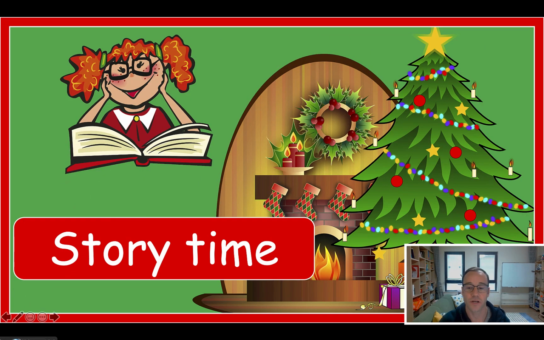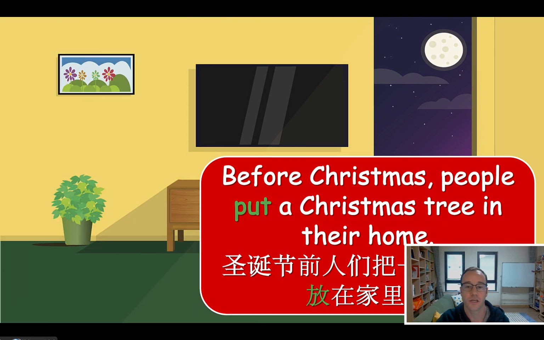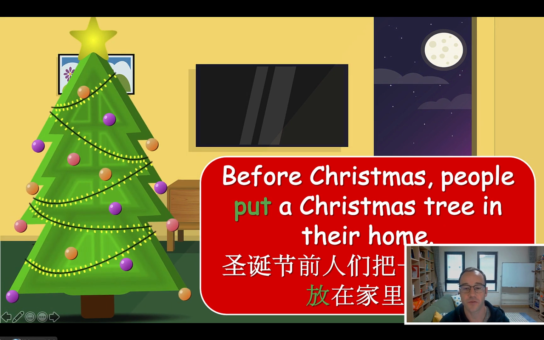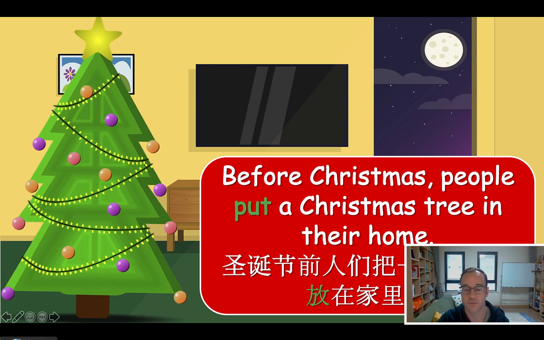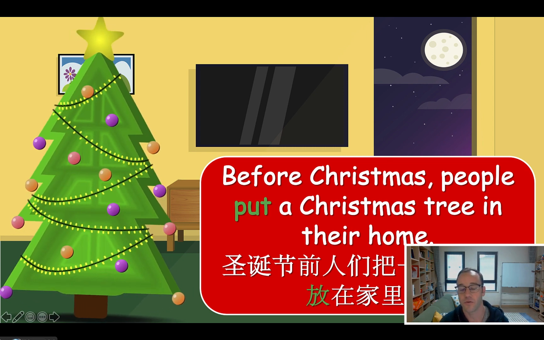So, story time. All right, so before Christmas, people put a Christmas tree in their home. Again, there's Chinese there. They're going to understand what's going on. Okay, it's very easy for them to understand because there's Chinese there. So again, you can have one of the teams read it, or if they're really small, like grade 1, and you don't think they can read it clearly, you can just read it to them.